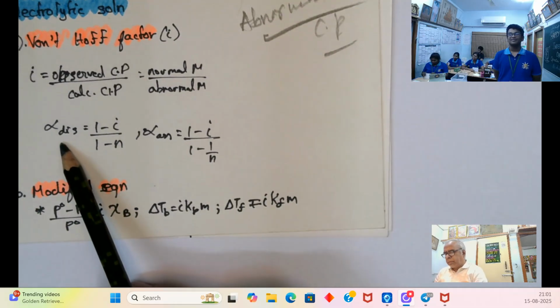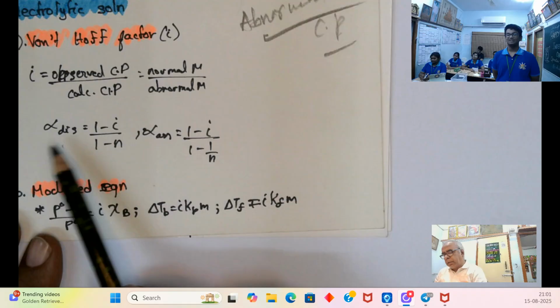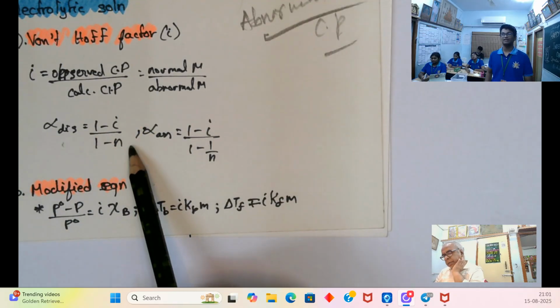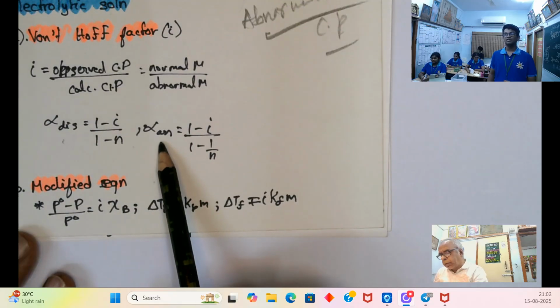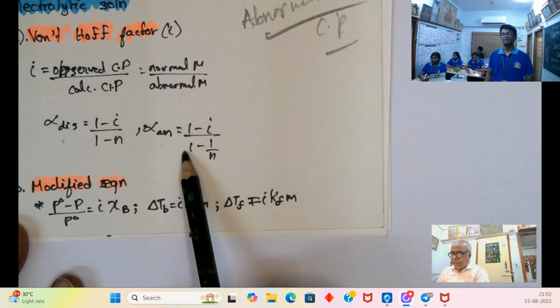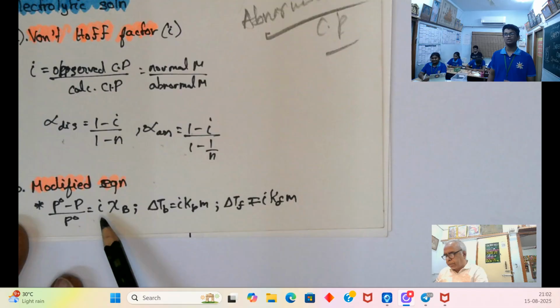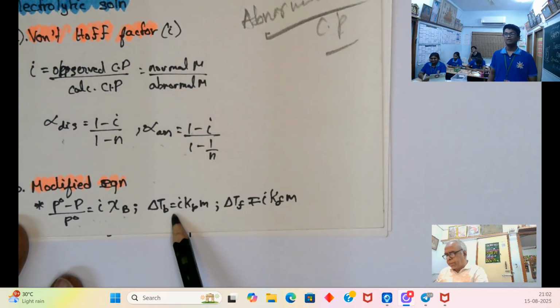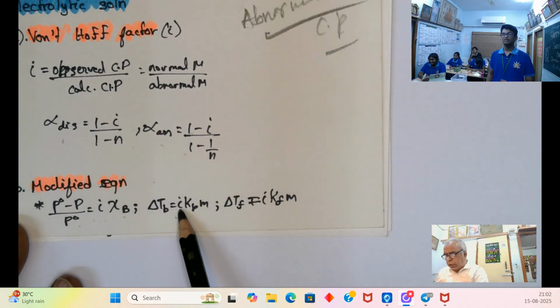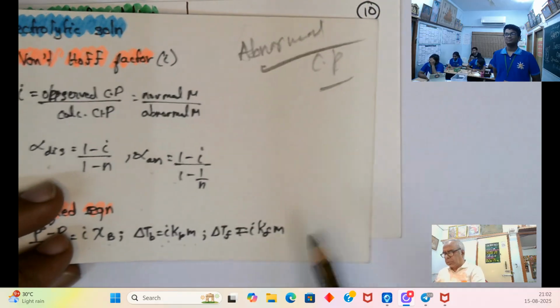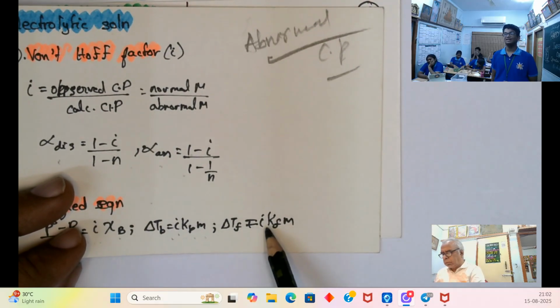Degree of dissociation is equal to 1 minus i by 1 minus n, and degree of association is equal to 1 minus i by 1 minus 1 by n. The modified equations are: P naught minus P by P naught is equal to i into chi B, and del TB is equal to i into KB into m. Del TF is equal to i into KF into m.